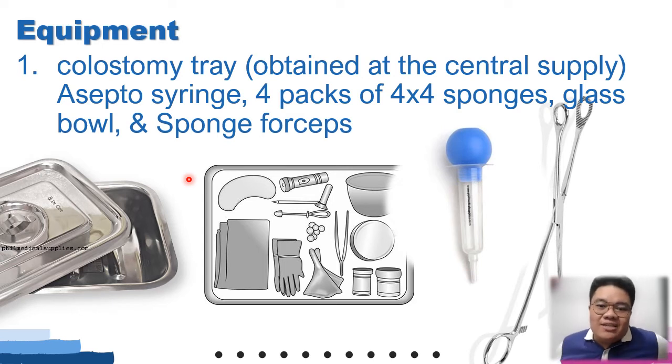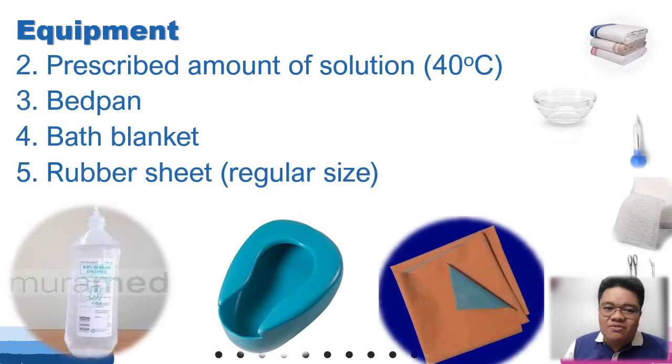Then you have your asepto syringe. This is your asepto syringe. Then you have your 4 packs of 4x4 sponges. And then you also have your glass bowl and your sponge forceps. This is your sponge forceps. Then you have your prescribed amount of solution. Class, the solution is usually at 101 degrees Fahrenheit, which is equivalent to 40 degrees Celsius. Then you have the bedpan, the bath blanket, and the rubber sheet, which is regular size, in case you're not familiar.